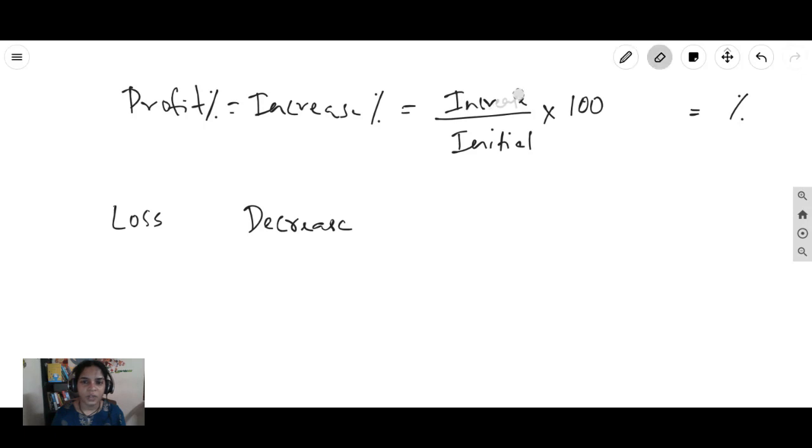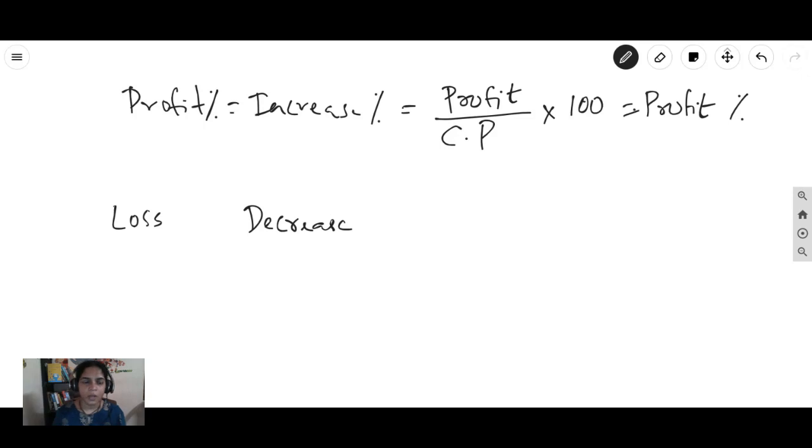Now, instead of increase, we know the increase is nothing but the profit. And initial means in the beginning, what was the price? In the beginning of the story, it is always the cost price. In the beginning of the story, you bought it. That is the first part, initial, in the beginning. So profit by the cost price into 100 will give you the profit percentage.